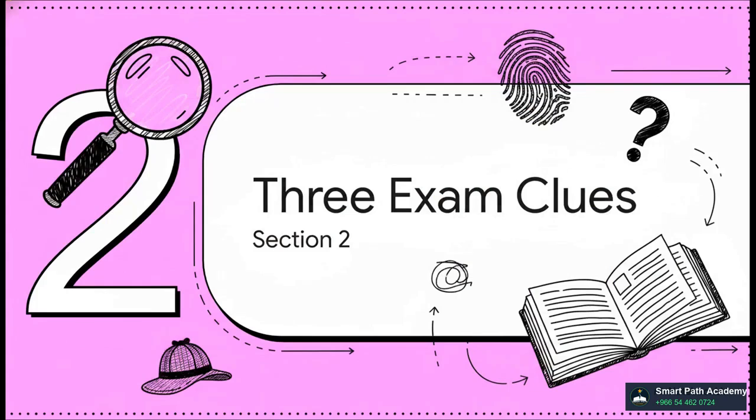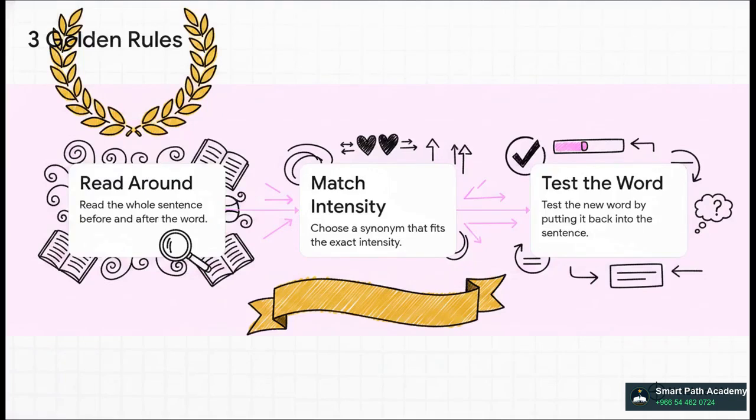Moving into Section 2, your 3 exam clues. I'm going to hand you the exact tools you need to crack these. These 3 steps are literally your golden rules. Step 1, read the whole sentence before and after the word. The context lives in those surrounding words. Step 2, choose a synonym that fits the exact intensity. You never want to choose a weaker word if the original word is really strong. And step 3, this is your ultimate safety check. Always test your new word by dropping it back into the sentence to see if it actually makes sense.